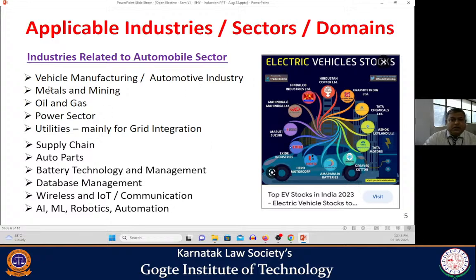Vehicle manufacturing, automotive industry, metal mining, oil and gas, power sector, utilities mainly for grid integration, supply chain. Here electrical engineers play a very big part, because for whatever charging stations have to be established, electrical engineers have their work cut out. In supply chain, auto parts and battery technology, chemists and chemical engineers can chip in. In database management, obviously a huge amount of data is produced from the sensors, and all of it has to be properly channelized and managed, for which IS and CS students are there. Then wireless and IoT communication, AI, ML, robotic automation. These are the fields related to electric and hybrid vehicles.